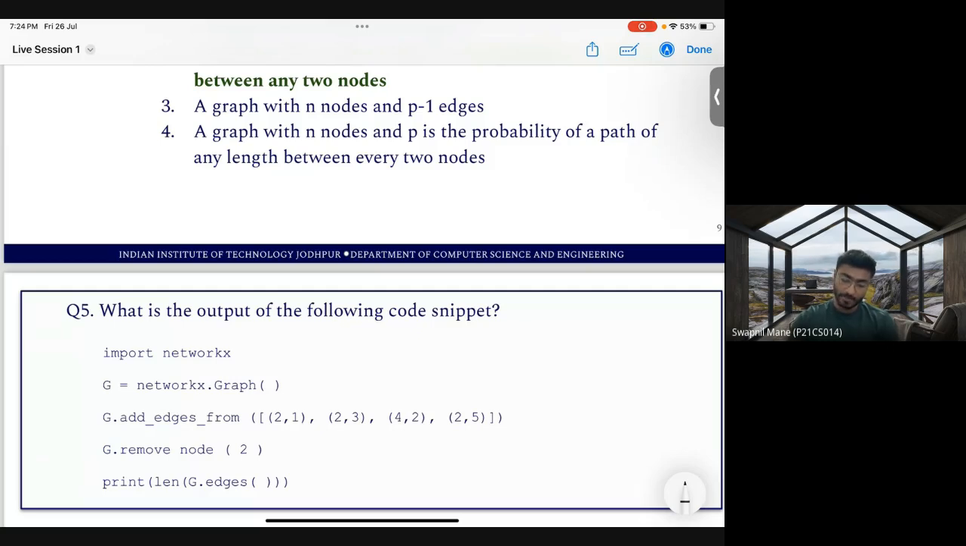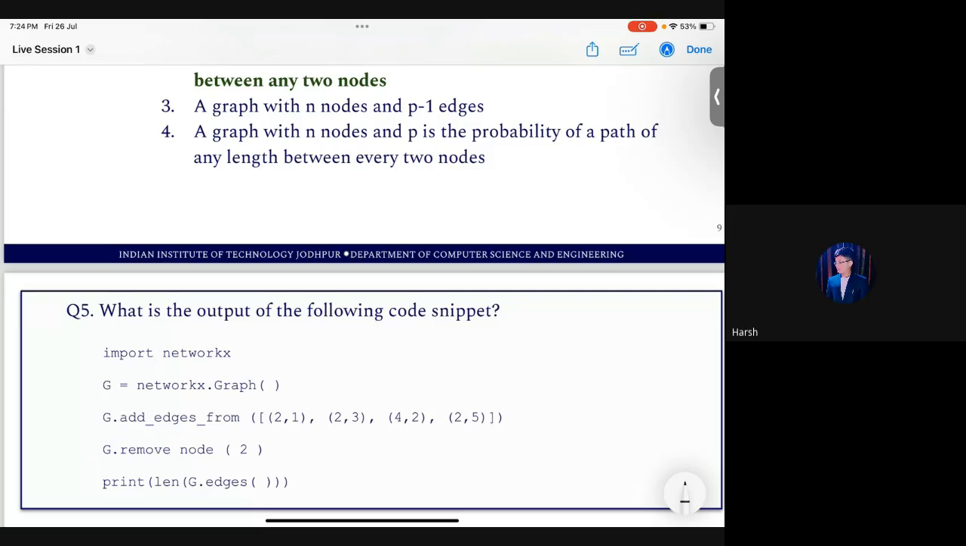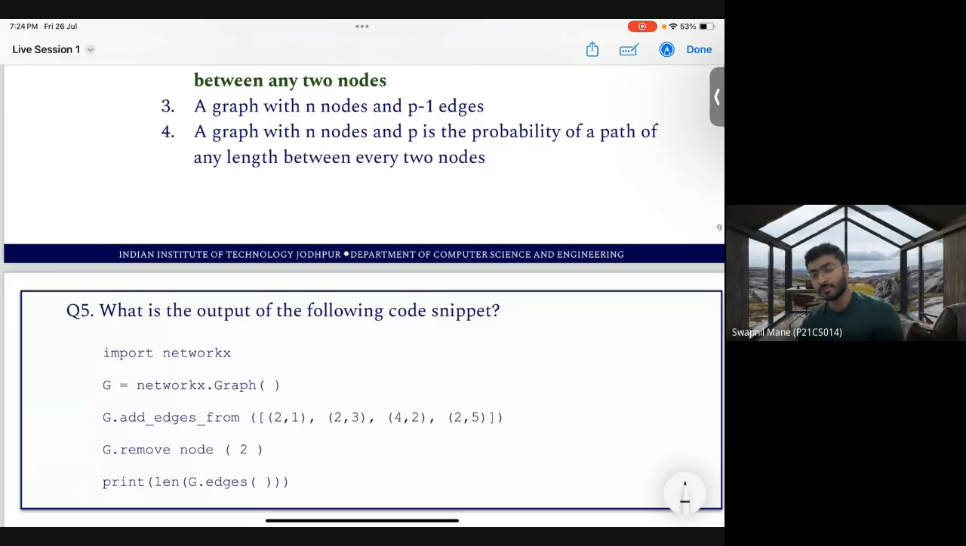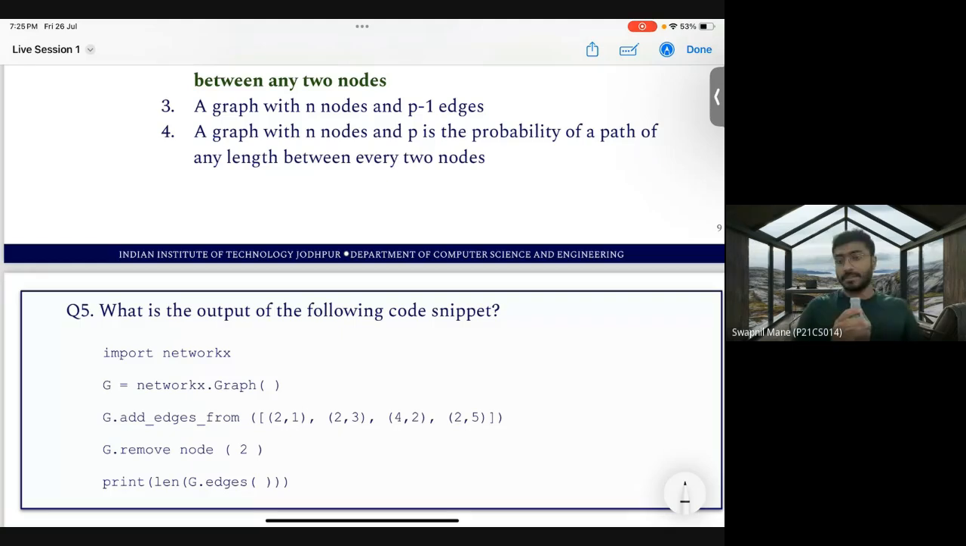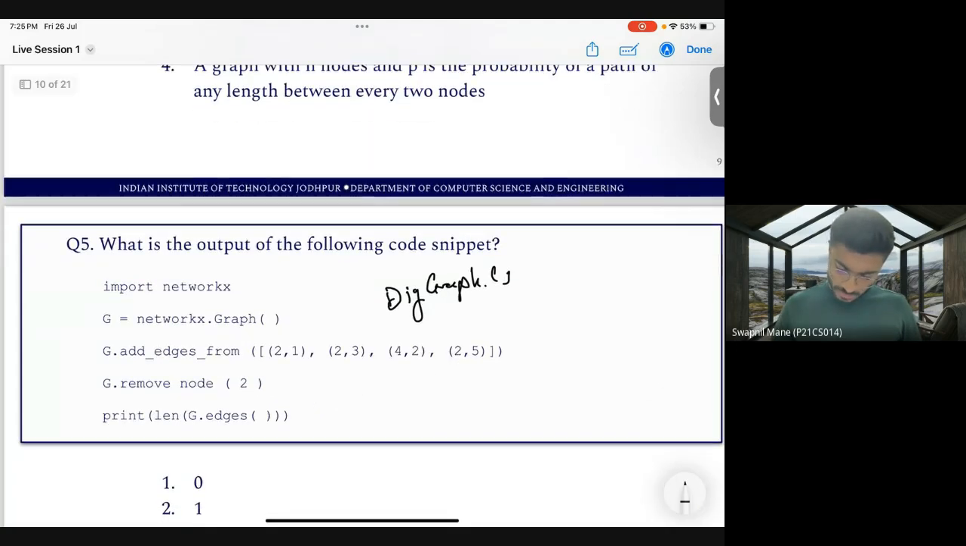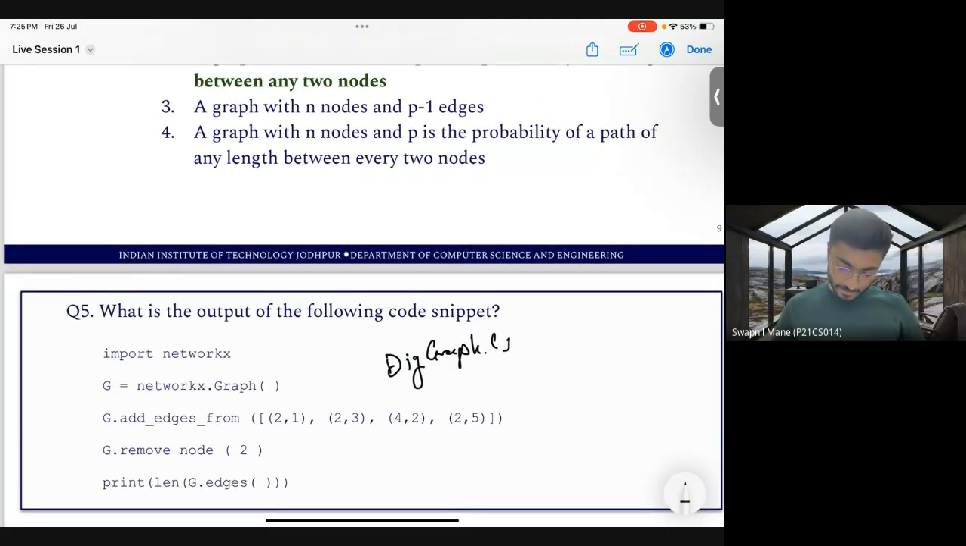Tell me, this graph they have created here, is it a directed or undirected graph? Undirected graph. Right. So if you want a directed graph, what function can we use from NetworkX? Yes, DiGraph, with a capital D there. So this you can use for directed graph creation.